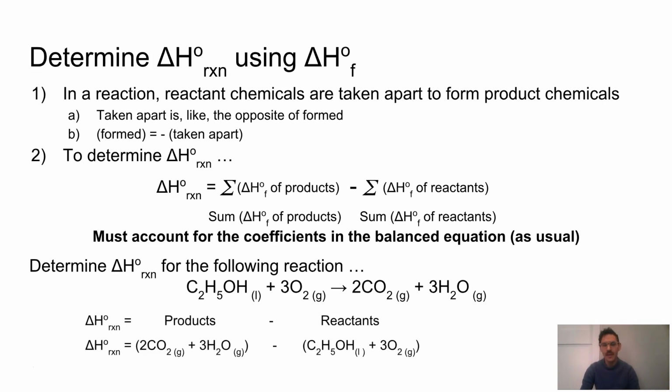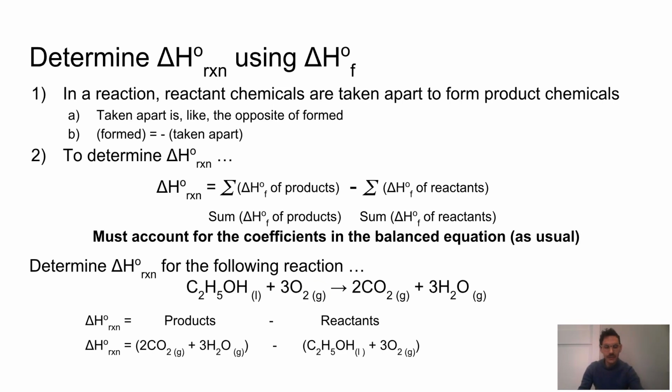We've got 2 CO2 and 3 H2O as our products. So I'll put those in parentheses and add those together. And I've got 1 ethanol and 3 oxygens as my reactants. So I'll put them together in their own little parentheses, and I'll subtract reactants from the products.